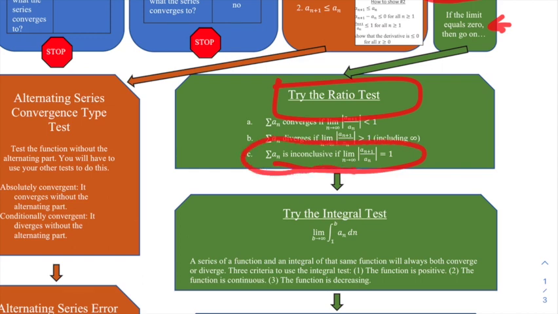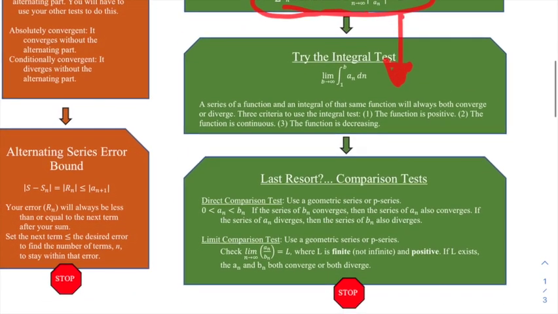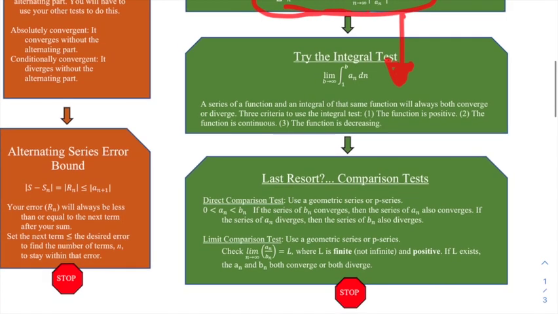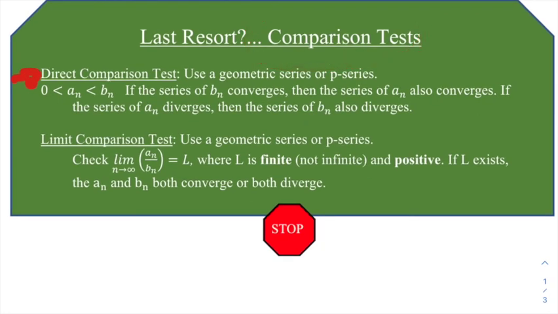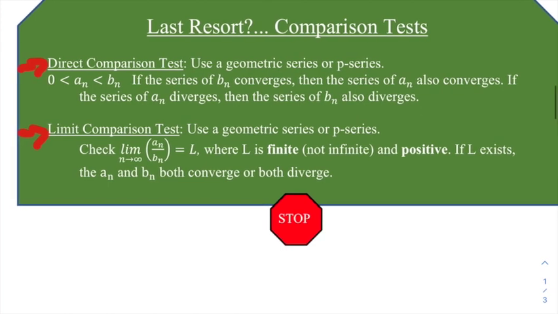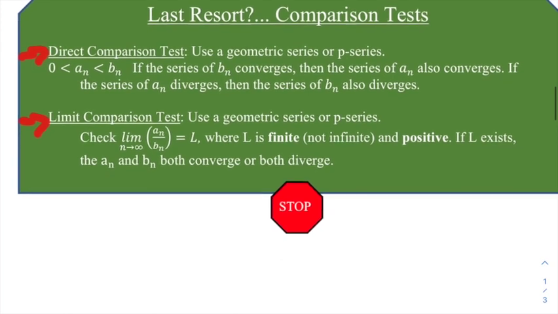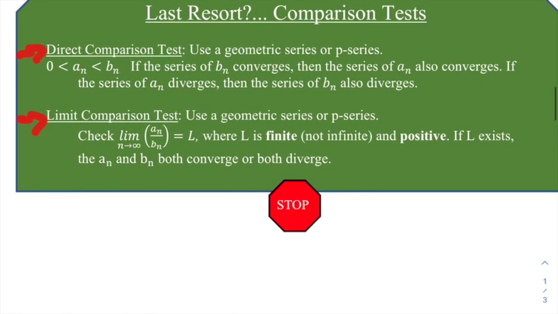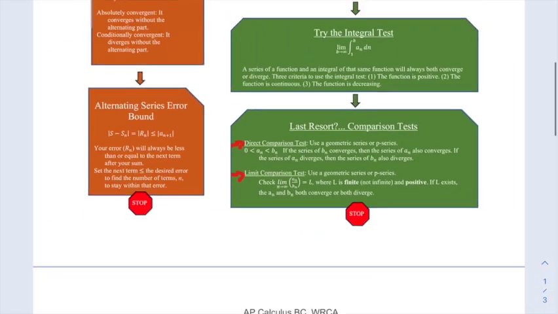That happens if the limit as n goes to infinity in the ratio test equals 1. Then you would try the integral test, and the integral test is sometimes difficult or impossible to use. So finally, if all else fails and you've run out of ideas, we go to the comparison tests. We're going to learn these two in this video, the direct comparison test and the limit comparison test. These are last resorts because they're usually a little more abstract and maybe a little more difficult. Honestly, after you practice them a few times, you might really like them, and you can make your own judgment.